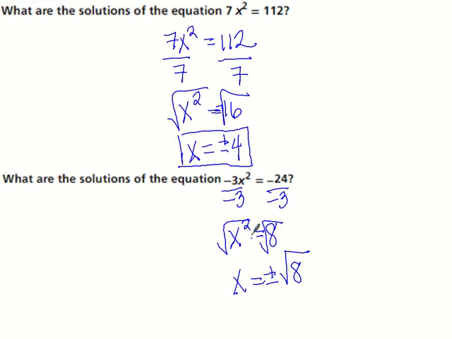Right? Because we can't square root 8. It's not perfect. And we know that square roots will have two answers.